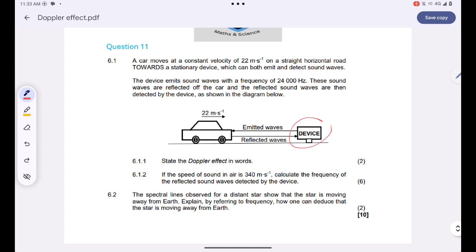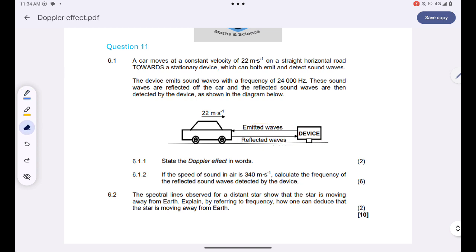So these sound waves will produce a frequency of sound, and then the car will detect that frequency, and then the car will in turn produce that frequency, and then the device will detect, or rather the device will observe, the reflected frequency. Okay, let's answer the questions.